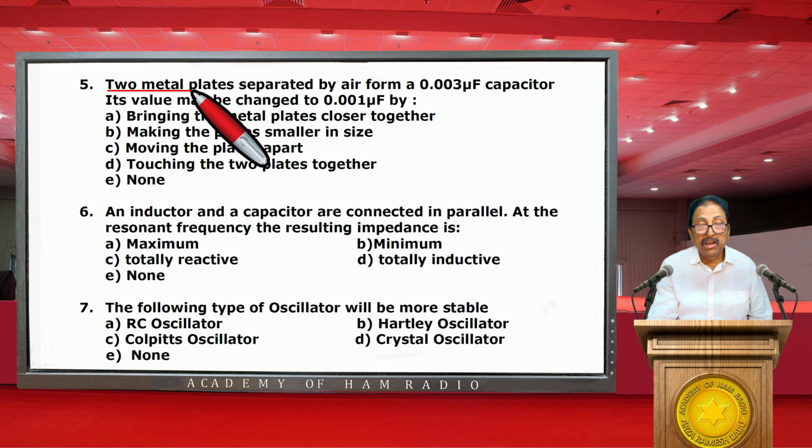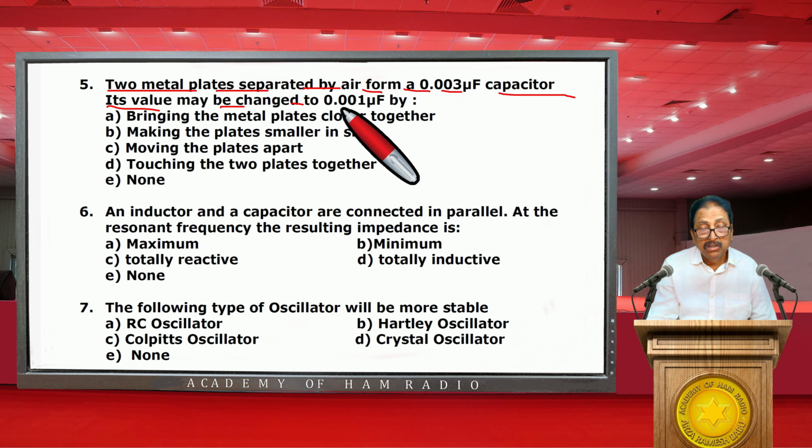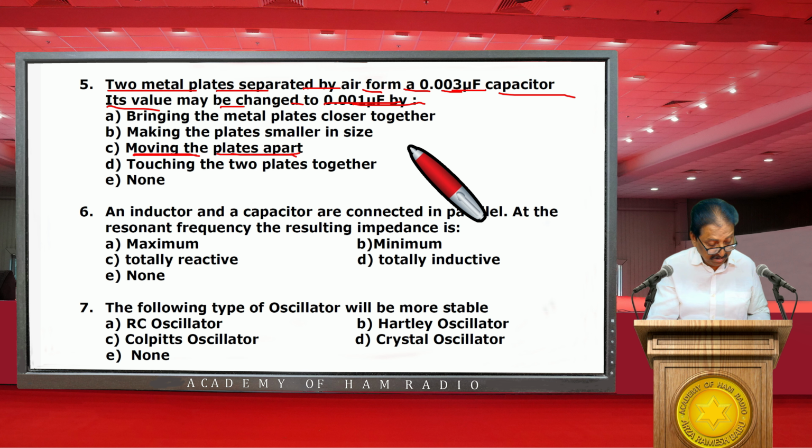The metal plates separated by air form a 0.003 microfarad capacitor. Its value may be changed to 0.001 microfarad. What is the correct option here? Moving the plates apart. If the plates are moved, increasing the distance between the two plates will change the capacitance from a higher value to a lower value. So moving the plates apart is the correct option.